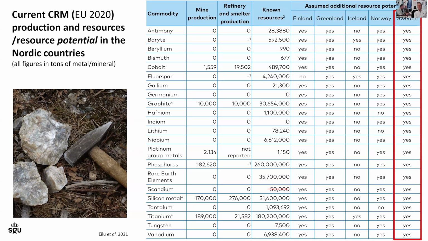In the case of Sweden, we were actually the only country in this report that said yes to all critical raw materials. It says something about not just our self-confidence, but certainly about the complexity that we know of the geology of Sweden.